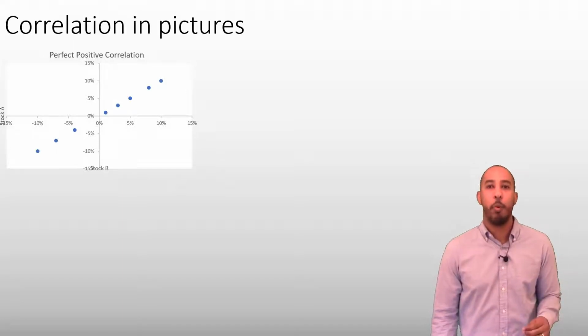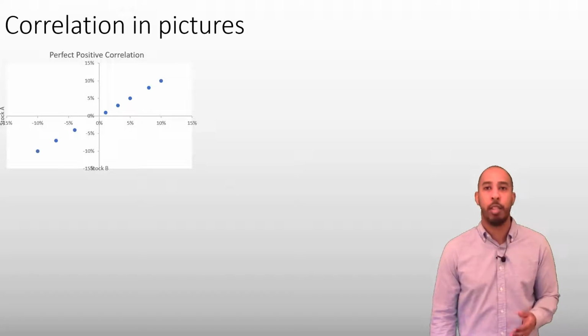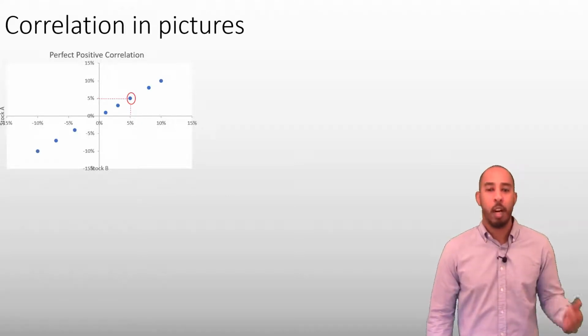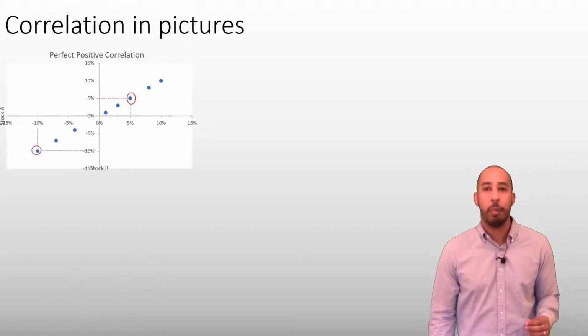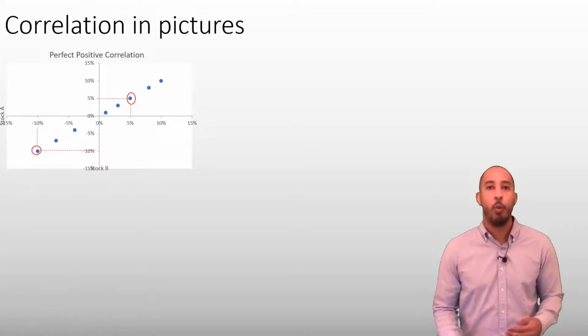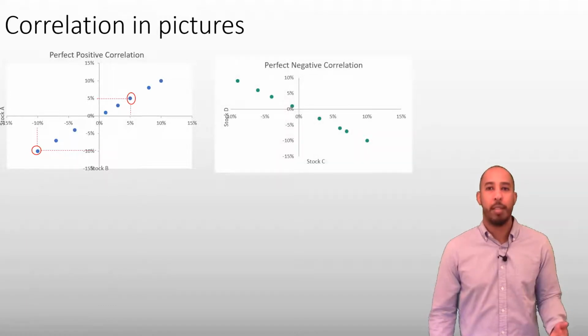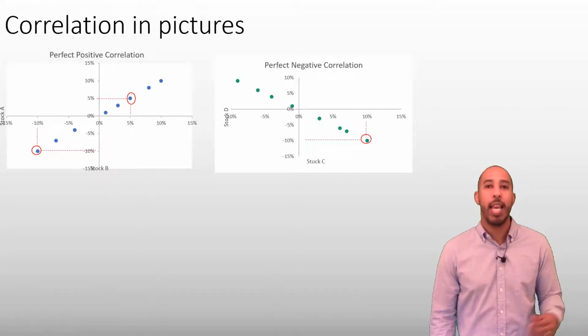We can look at a couple of points on the graph here to see the perfect aspect of this correlation. When stock A has a 5% return, stock B has a 5% return as well. And when stock A has a -10% return, stock B has that same return too. So there's a 1-for-1 relationship there. Perfect negative correlation is the opposite. When one is down, the other is up by the same amount. Take this point here. When stock C has a positive 10% return, stock D has a -10% return.